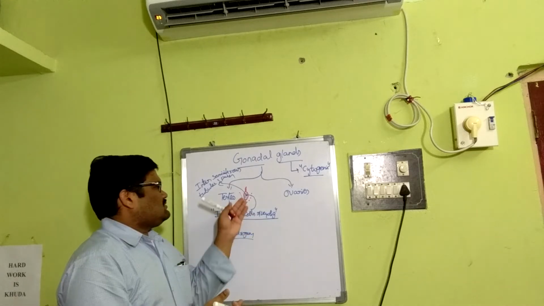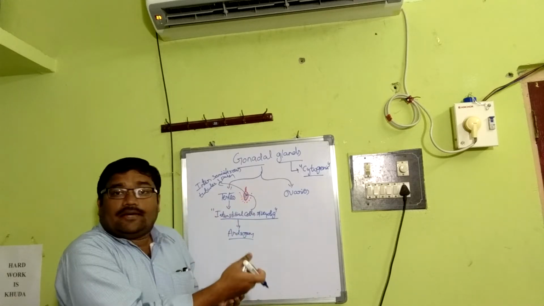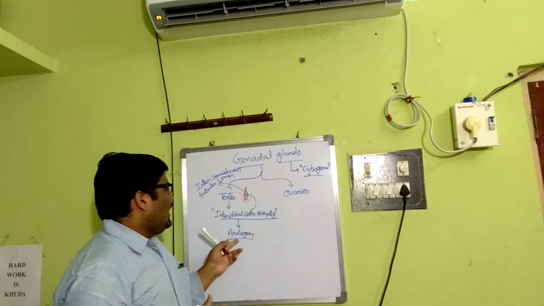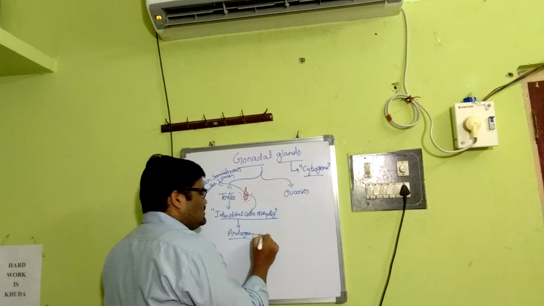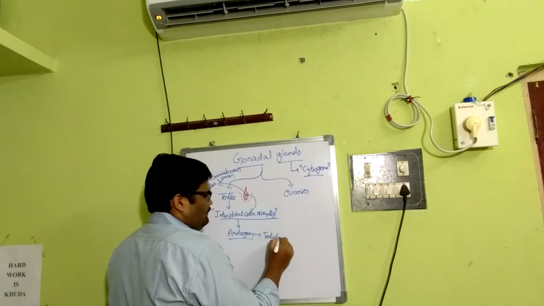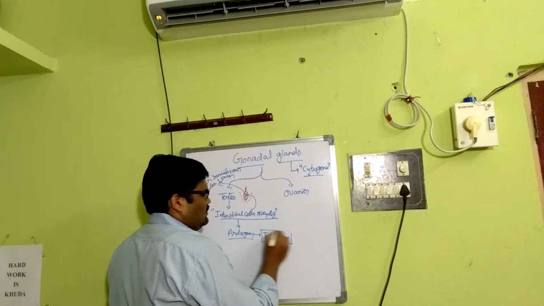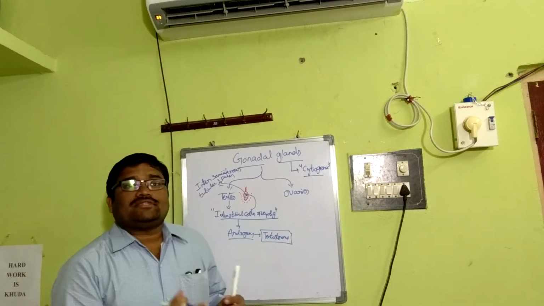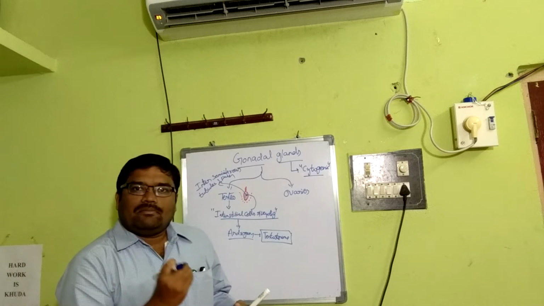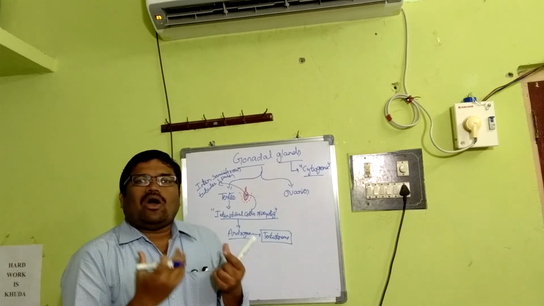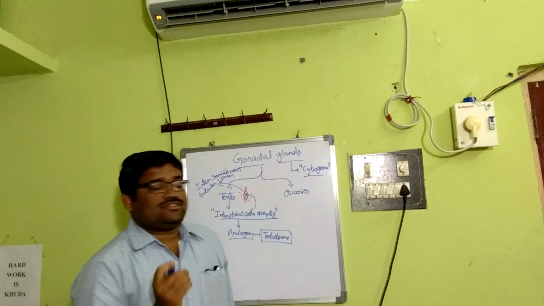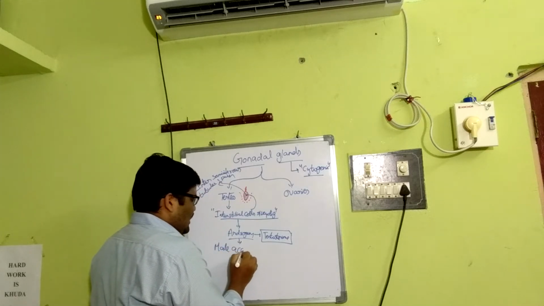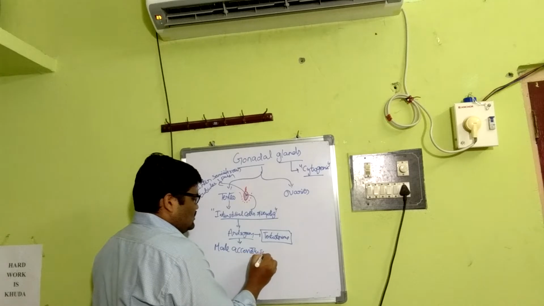Regarding the basics, the testes are located in the scrotal sacs, that means outside the abdomen. They secrete androgen, and the principal androgen is testosterone. It is the important secondary sexual hormone, and androgens are essential for the development, maturation, and functioning of male accessory sex organs.